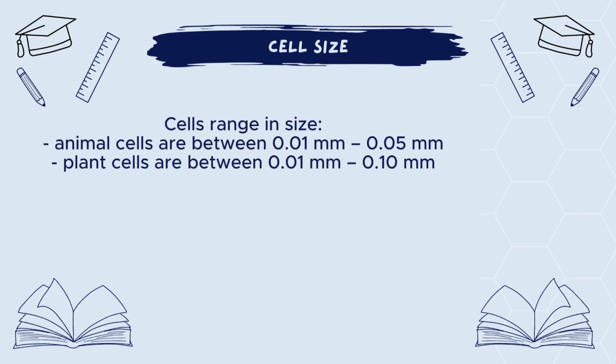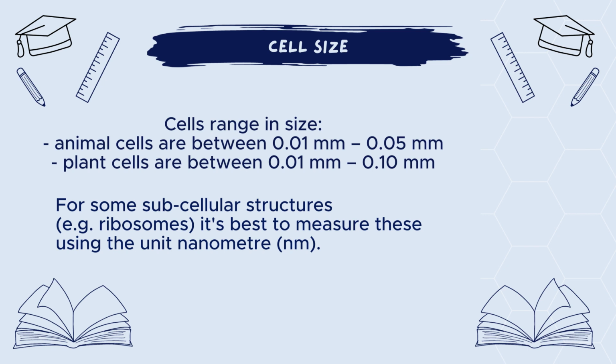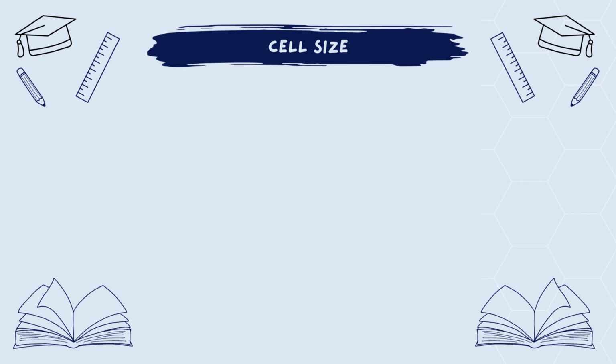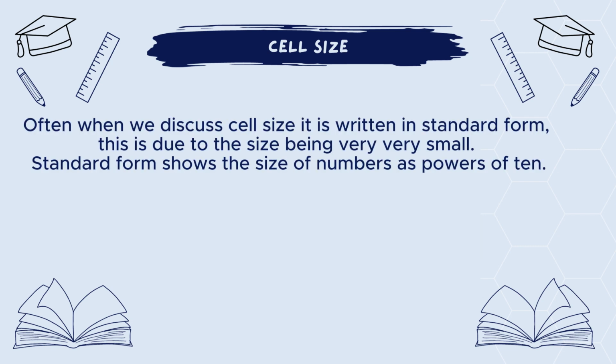So cells can come in a range of different sizes. Animal cells tend to be between 0.01 millimeters and 0.05 millimeters, whereas plant cells can be slightly bigger, between 0.01 millimeters and 0.1 millimeters. Because cells can be so small, we often use the unit nanometer, which is abbreviated to nm. Again, because cells can be so small, when we write their measurements down, we often use standard form.